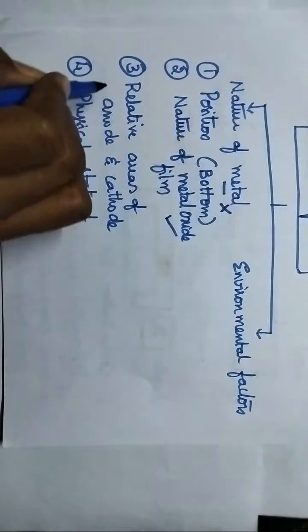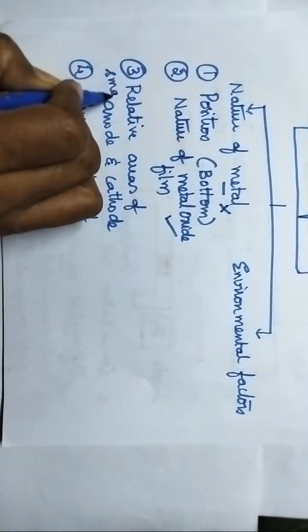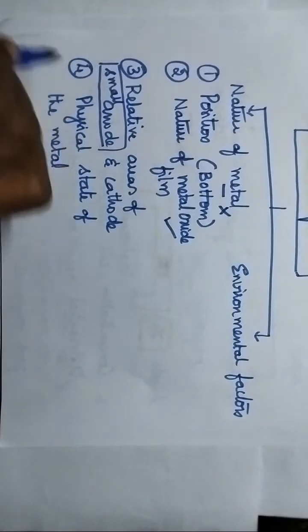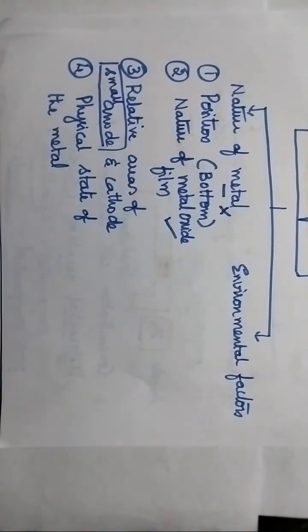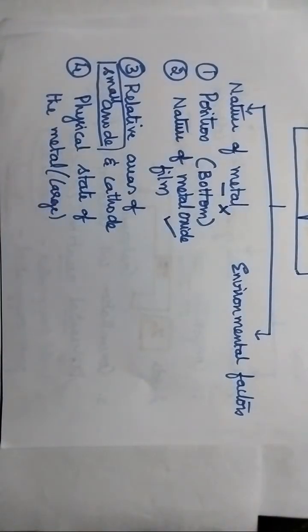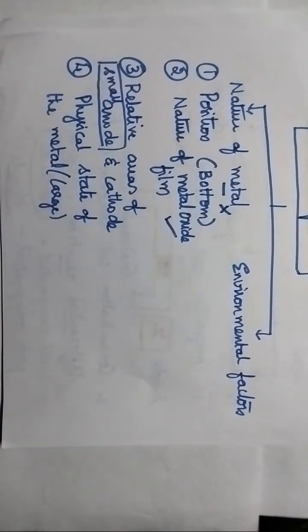Coming to the relative areas of anode and cathode, always we have to avoid small anodic areas. Whenever small anodic areas are present, the rate of corrosion is very high. Coming to the physical state of the metal, especially small areas will undergo corrosion to a greater extent. So always we have to consider large metallic surfaces.